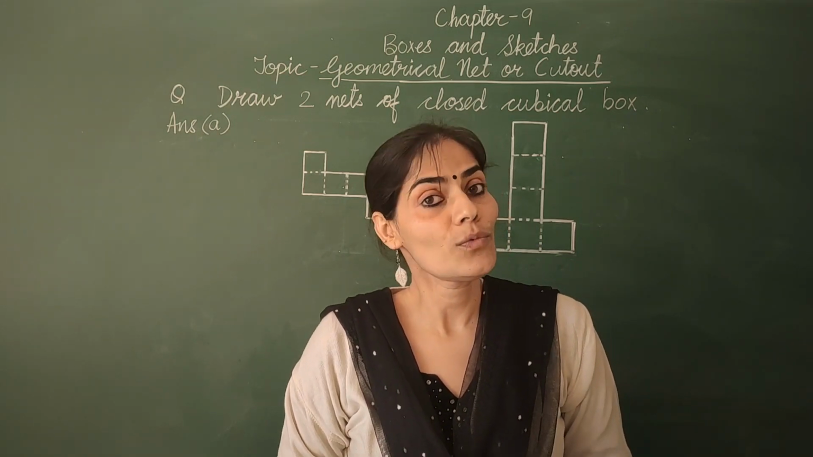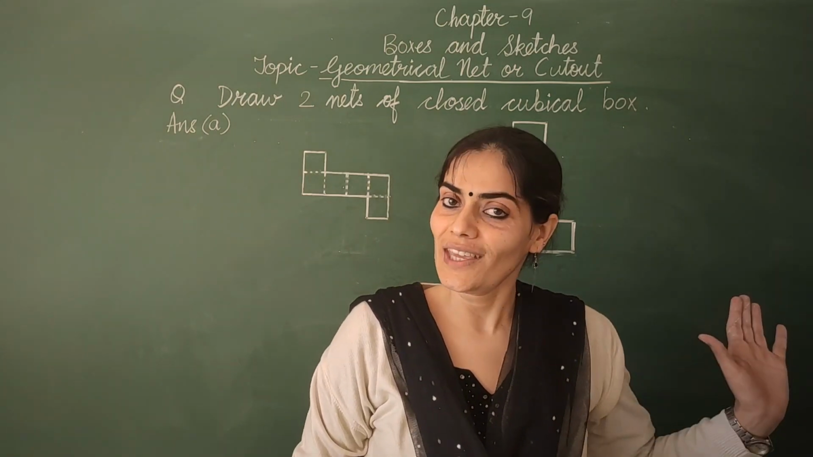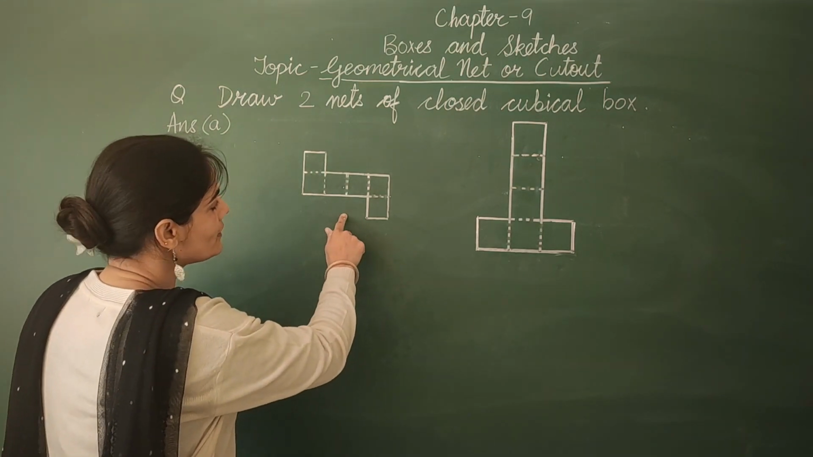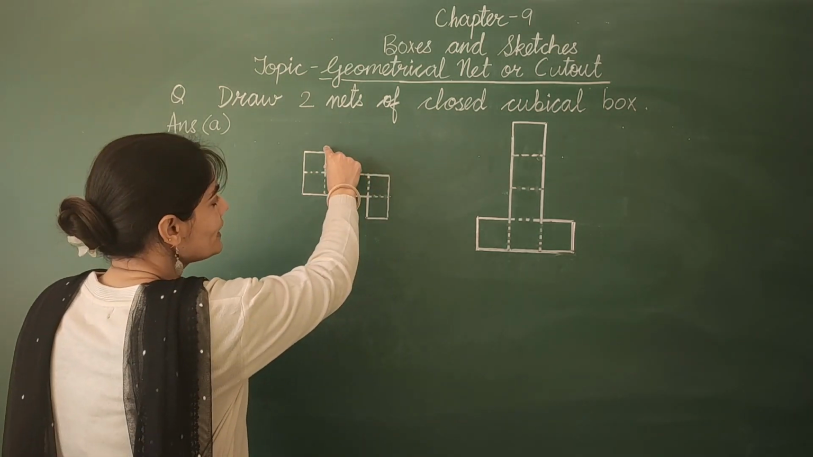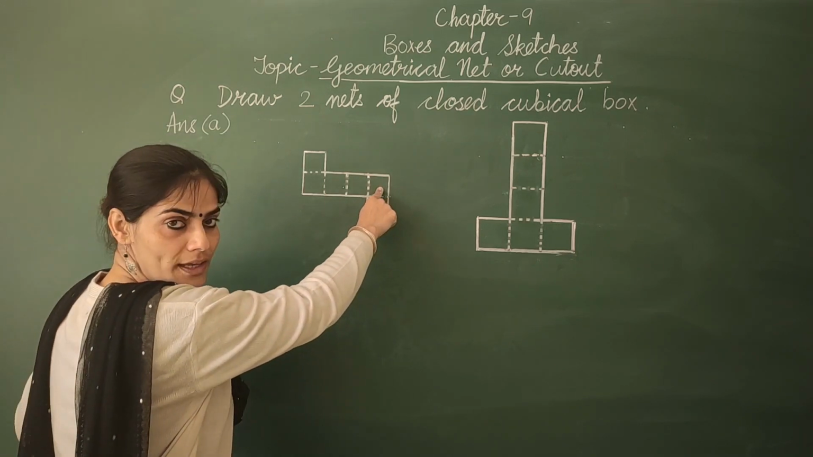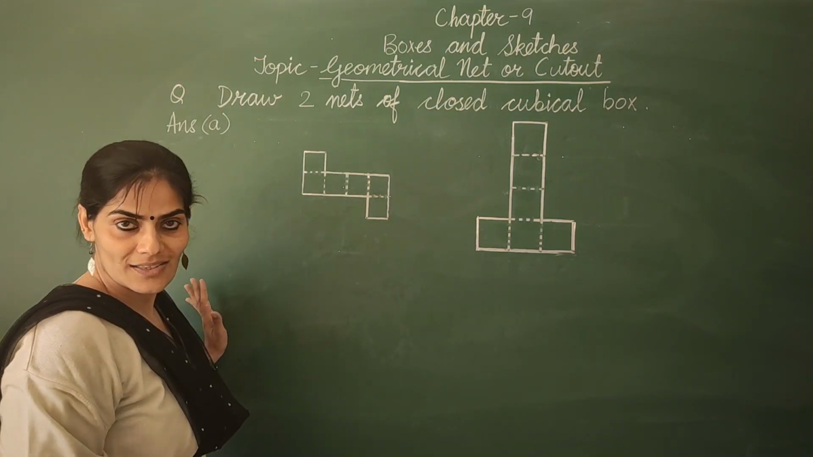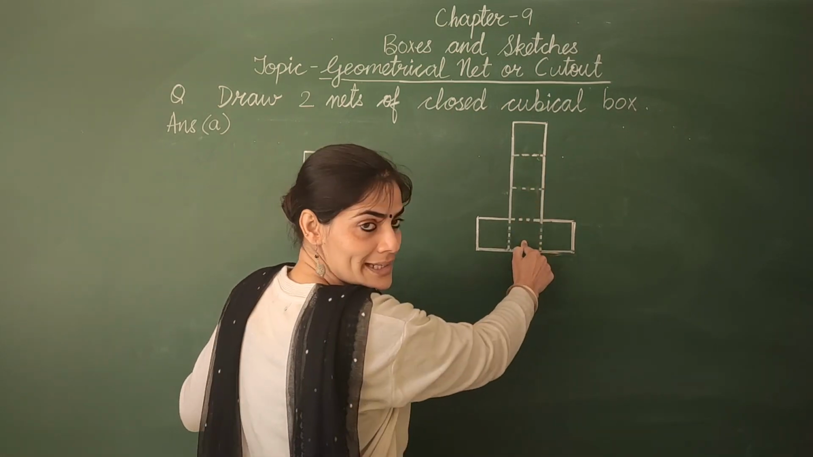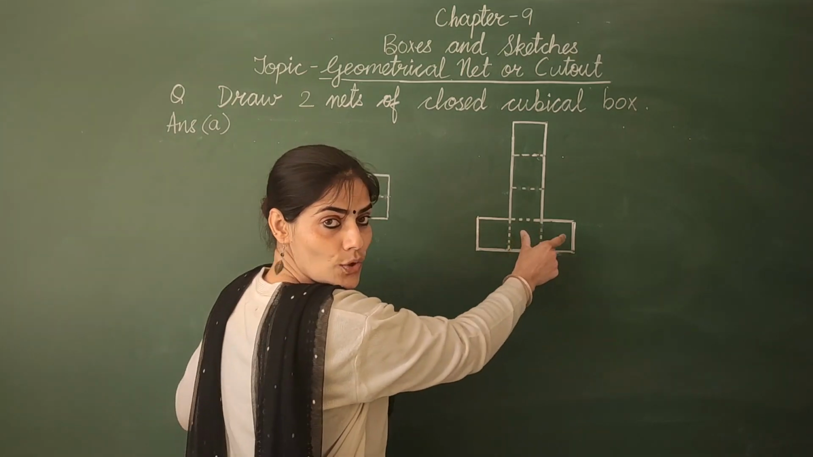There are 11 ways of drawing a net of a closed cubical box, and we are drawing only 2 of them. Now what is happening? Here these 4 faces in a line are in a sleeping position, and then we have these 2 side faces beside face 1 and face 4. Clear? And all these 6 are equal squares. Similarly, here these 4 squares are in a line like this, and the 2 side faces are beside face 4, adjacent to face 4.